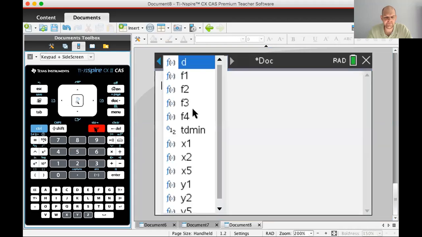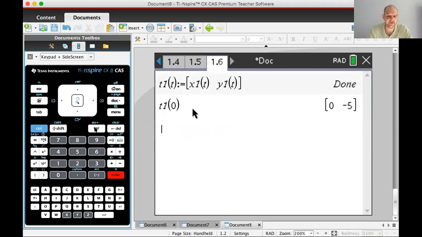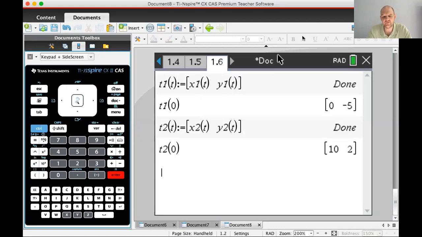And I'm just gonna find, what should I do here? You know, I think I can actually do this. T1 of t is gonna be x1 of t comma y1 of t. So I did that so that I can just do T1 of 0 and get the point (0, -5). I'm gonna do the same thing for T2 because it's a little easier to work with in the context in which we're doing these problems. So T2 of 0.